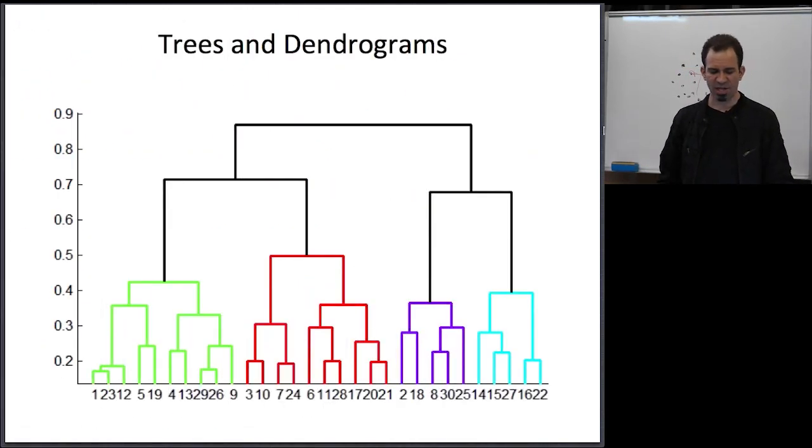And what you get is a tree. This is a visualization of a tree called a dendrogram. Packages like R will draw this for you. What you're actually looking at is a record of the series of decisions you made about splitting. Each vertical line is a cluster, and each horizontal line is a point where that cluster splits.